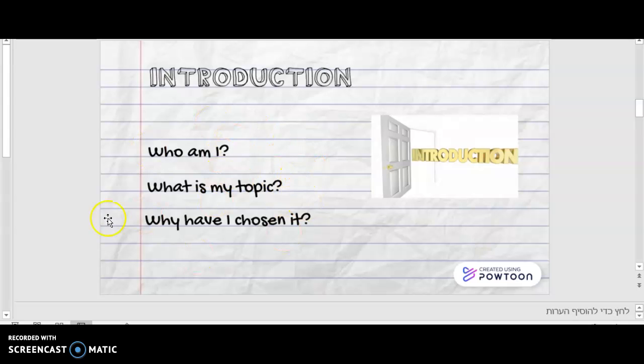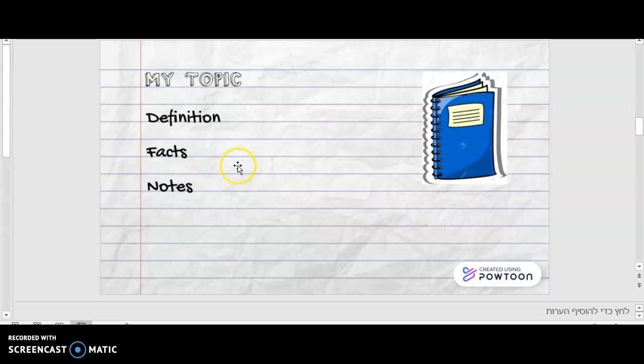Once you write your introduction, and I'm sure that you will write a very beautiful and marvelous introduction about the topic, here you have to write your own topic. And in the project body, you have to give me a definition about your topic, what you mean by your topic, facts about it, some notes that you have searched and found on the internet, for example.